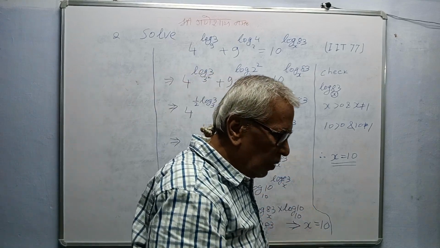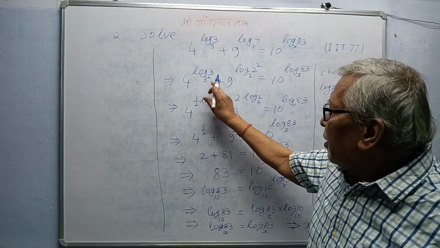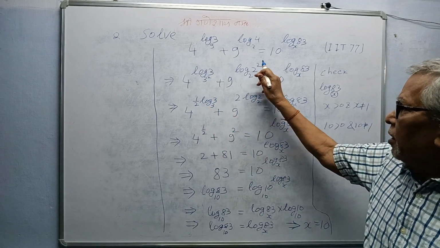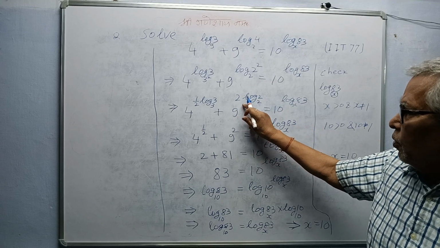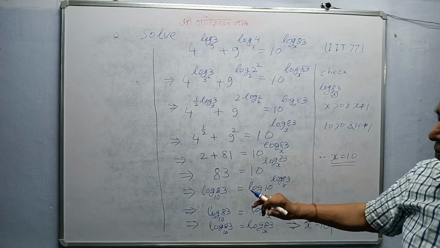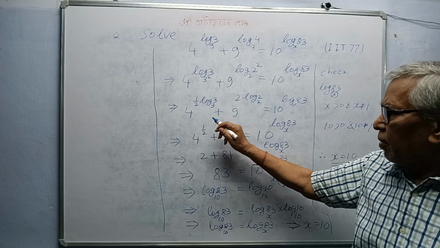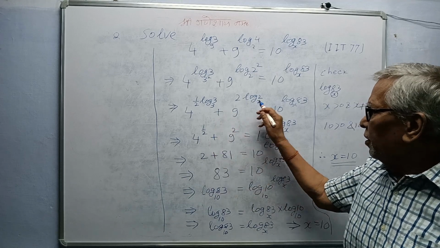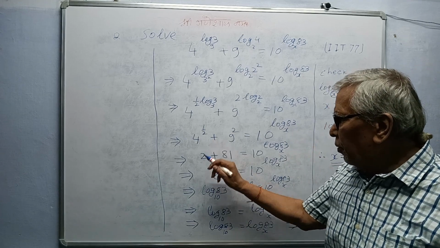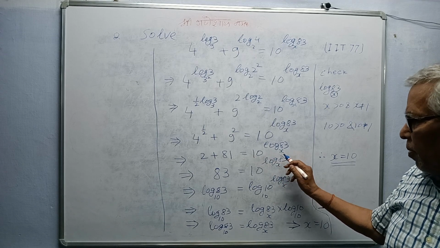Using the formula log a to the power K of base b equals 1 by K, we can write it as 4 to the power 1 by 2 log 3 to the base 3 plus 9 to the power 2 log 2 to the base 2 is equal to 10 to the power log 83 to the base x. Log 3 to the base 3 is equal to 1, so this is 1. So 4 to the power half is 2, plus 9 square, 81, is equal to 10 to the power log 83 to the base x.